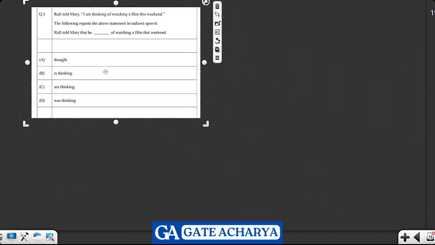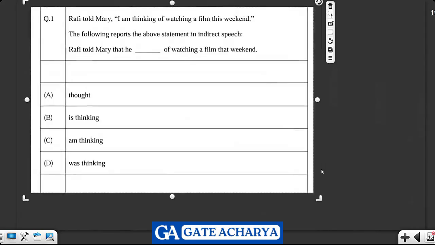Okay, this one you try to answer on your own. This is a verbal question: changing the sentence from direct to indirect speech in English language. Direct speech is given like this: Rafi told Mary that I am thinking of watching a film this weekend. Then the following reports the above statement in indirect speech: Rafi told Mary that he dash of watching a film that weekend.